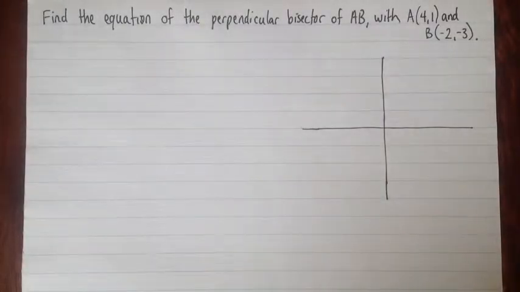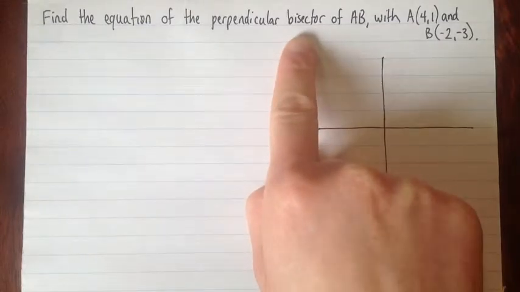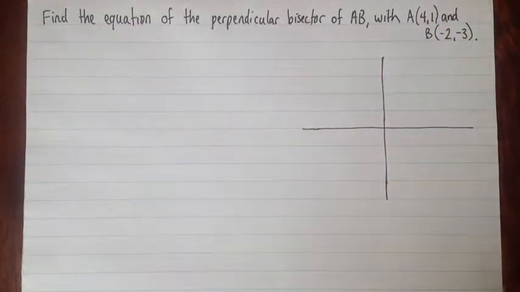Okay, so this question asks us to find the equation of the perpendicular bisector of AB, with A being the point (4, 1), and B being the point (-2, -3). The first two things we have to do are think about what a perpendicular bisector is, and then draw a sketch. We should do both of those before we do anything else.